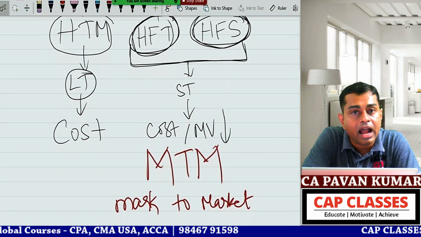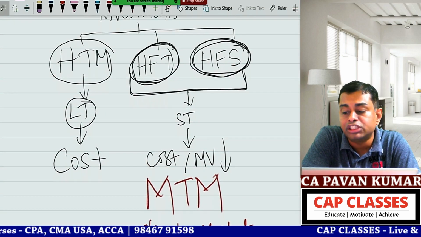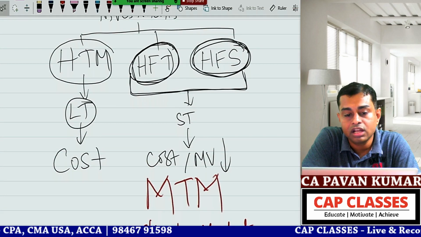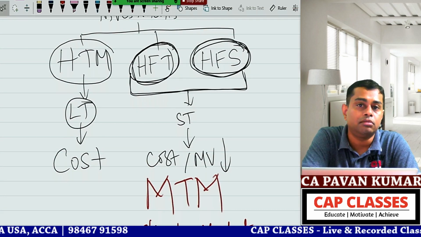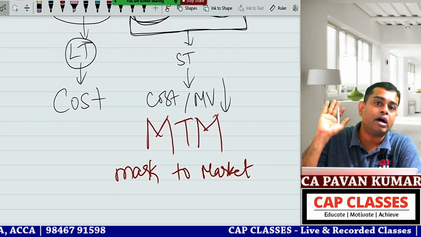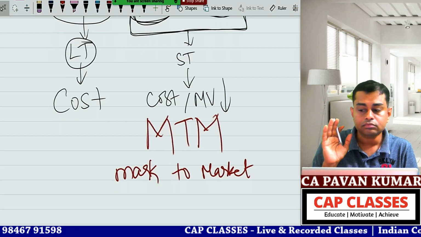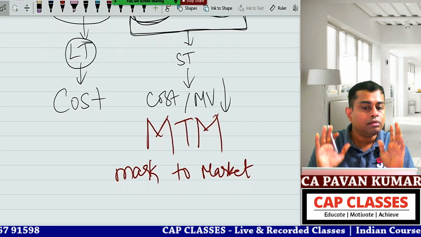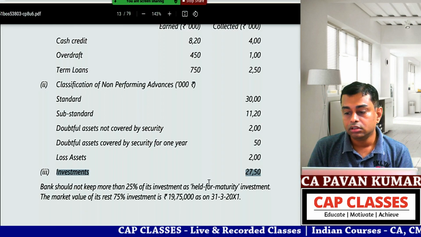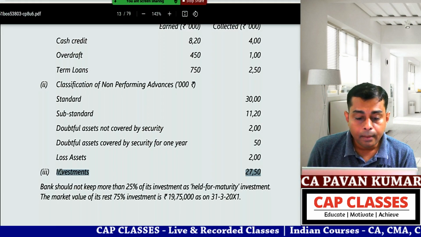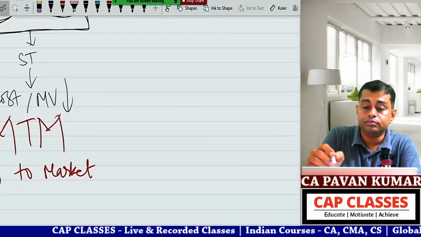In case of a bank, investments are classified into held to maturity, held for trading, held for sale. Held till maturity is long term. Held for trading and held for sale are short term. If it is short term, you need to do mark to market. That means you need to reduce the cost to market value if there is a decline. Long term, always cost. Do you understand that? So this investments is 2750.